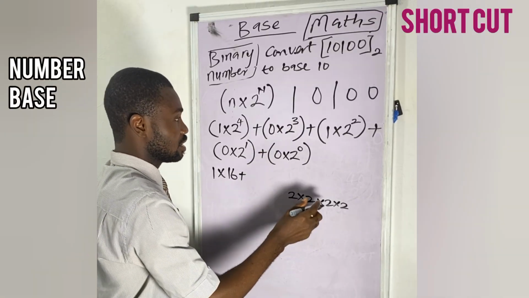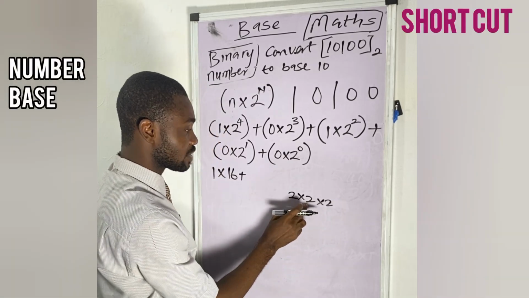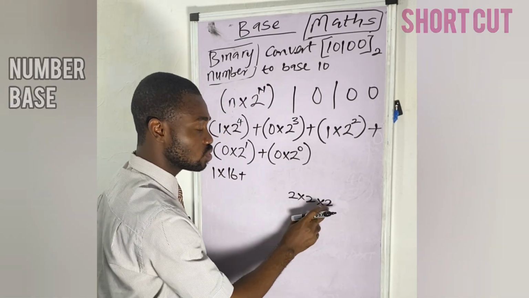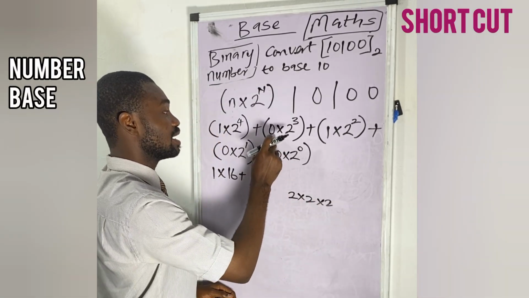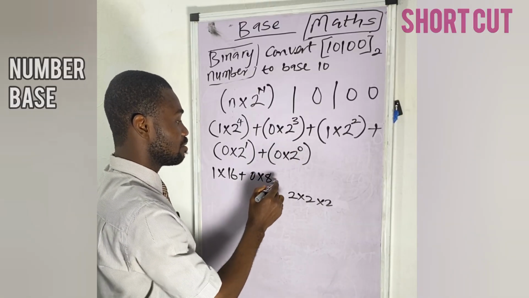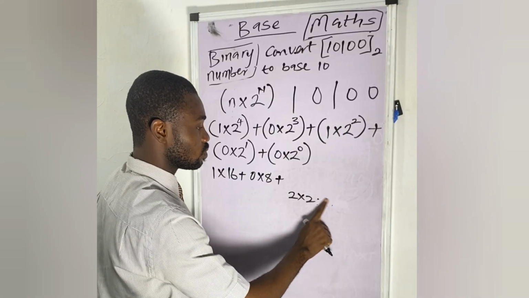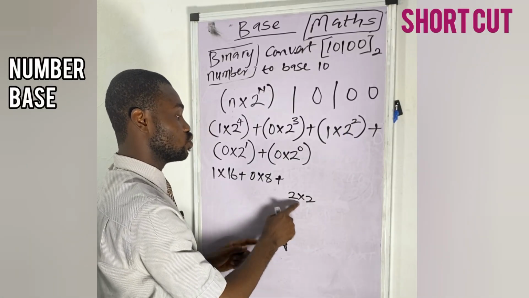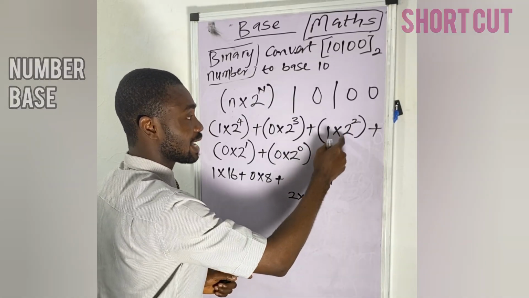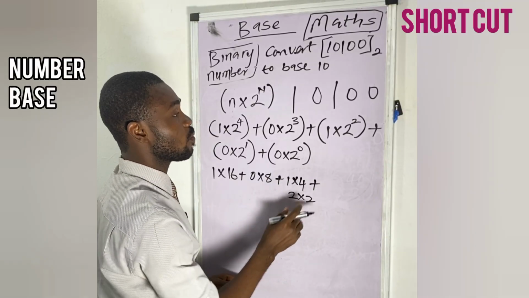So we are going to have 1 times 16, plus the next one. The next one is 2 to the power of 3. We remove 1, which is 2 times 2, 4. 4 times 2, 8. So we are now left with 0 times 8. All right? Plus the next one. What do we have next? We have 2 to the power of 2. That's 2 times 2, which is 4. 1 times 4. All right? 1 times 4. Plus, what's the next one we have?